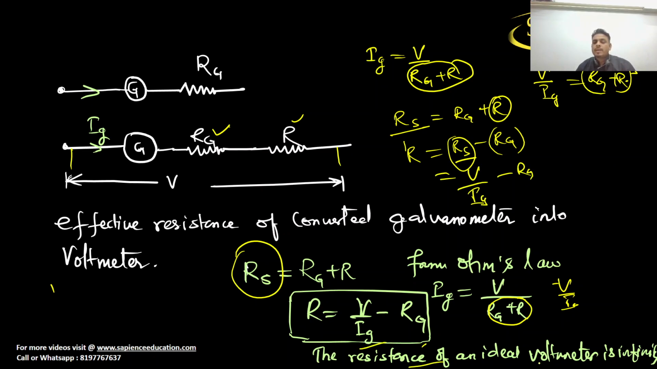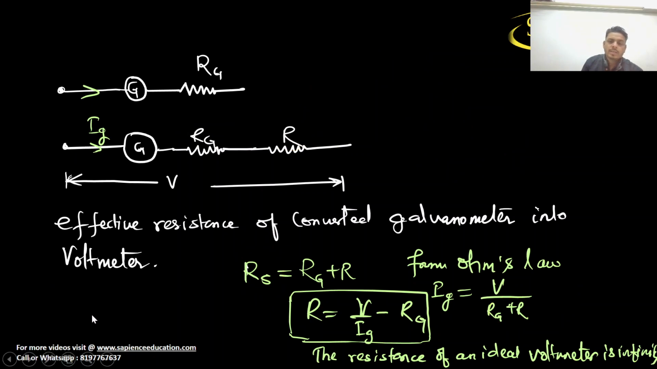The resistance of an ideal voltmeter is infinity. So we try to create a very high amount of resistance so that a minimum amount of current will flow, and we can measure the voltage without losing voltage drop. So this is the way to find it. I hope you have understood this.